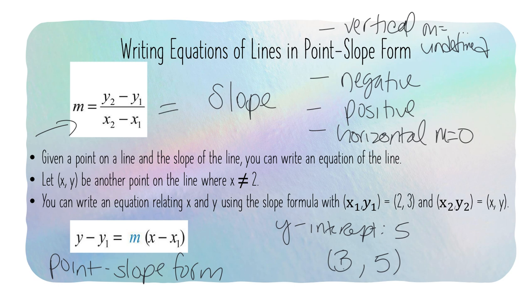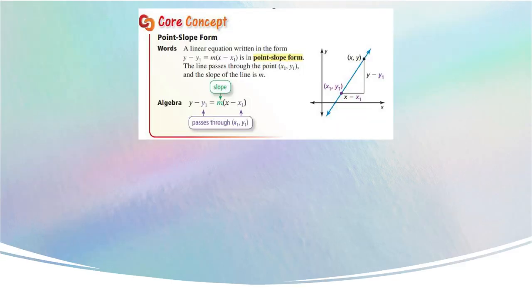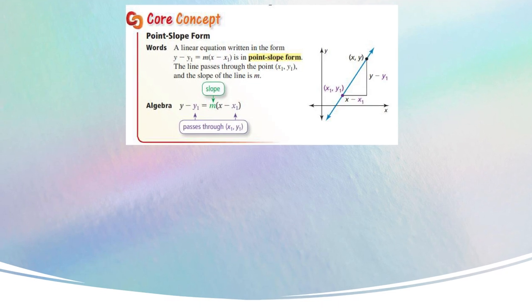another point on the line where x cannot equal what? To 2. You can write an equation relating x and y using the slope form with x1, y1 equals 2, 3, and x2, y2 equal what? x, y. Next slide. So if you look on the slide here, the point slope form is going to be what? The point slope form is going to be y minus y1 equals m times x minus x1.